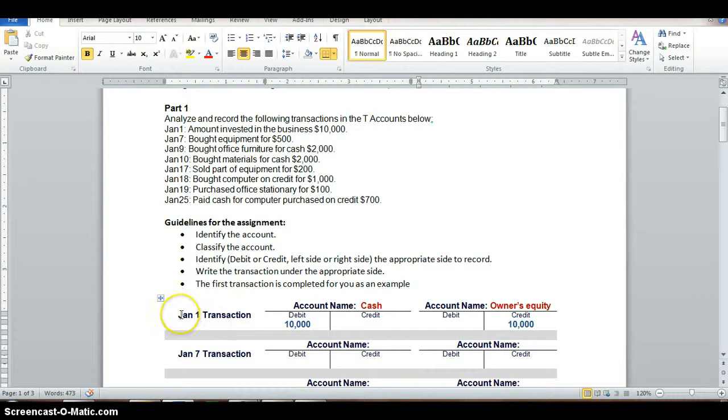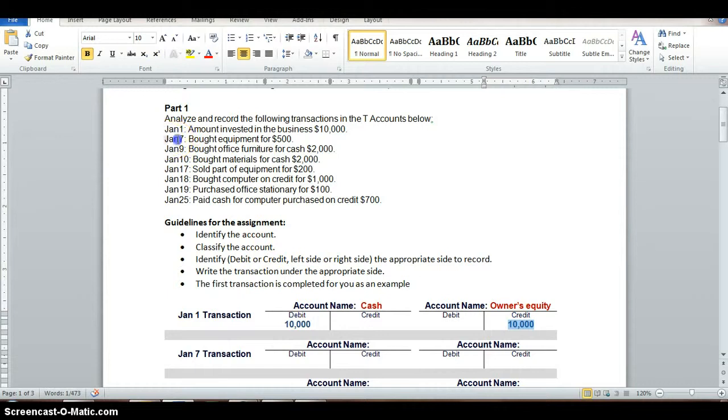So we did the first one for you. On January 1st, there was the initial investment of $10,000 into the business, and so that affects our cash account, which increases $10,000, and our owner's equity. He invested $10,000, so each of these is going to increase. With cash being an asset account, it's going to increase on our debit side. With owner's equity being an owner's equity account, it's going to increase on our credit side. Because remember, assets increase on the debit and decrease on the credit, and liability and owner's equity both decrease on the debit and increase on the credit.